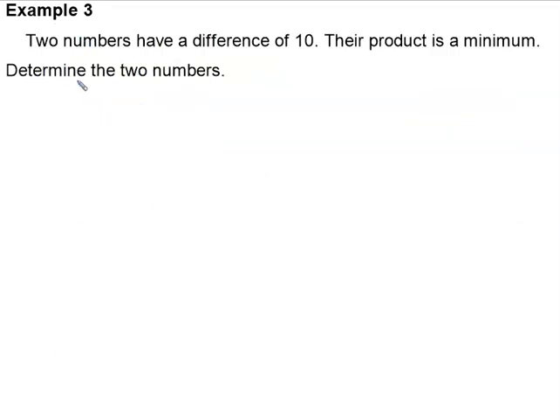All right, so now some fun problem solving. So it says two numbers have a difference of 10, and their product is a minimum. Determine the two numbers. So what I can do here is I can let x equal a number. So one of my numbers will be x. The other number would be x plus 10, because they would have a difference of 10. If I did x plus 10 minus x, I have 10 left over. So the difference is 10.